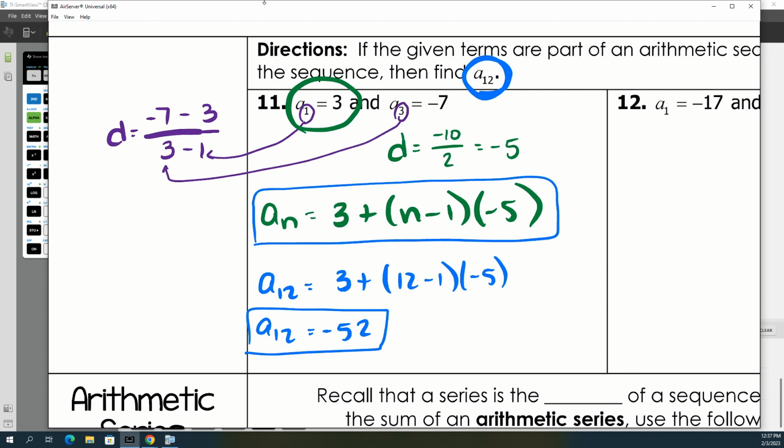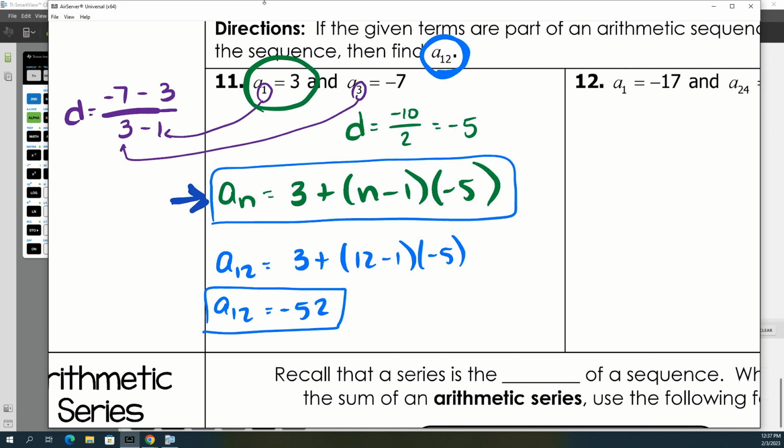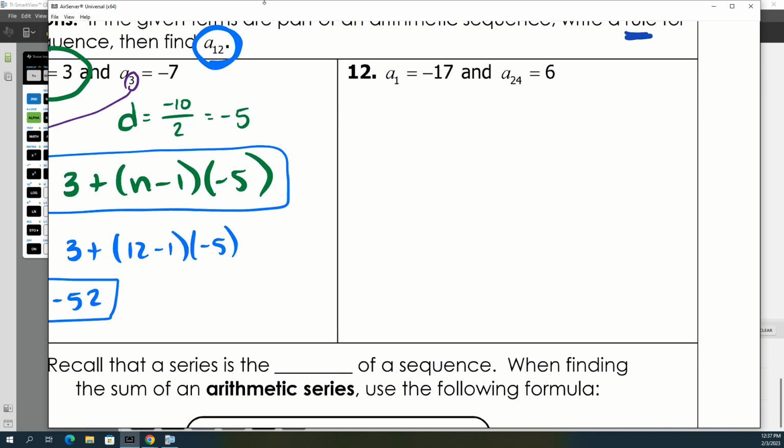Do we have to rewrite it so many times? We're really only rewriting it once with n, and then writing it once with 12. But can we just put like A12 equals negative 52? You know, split it. I want you to write the rule for sure. Okay. Because it tells you to. Writing the rule is this one that's a sub n. Okay. All right, let's look at 12.